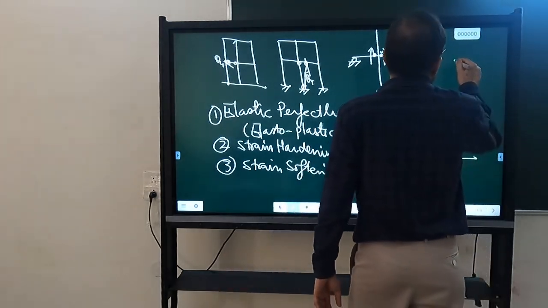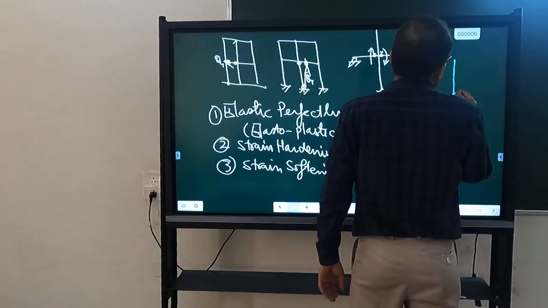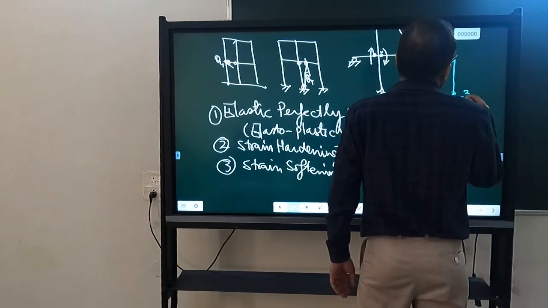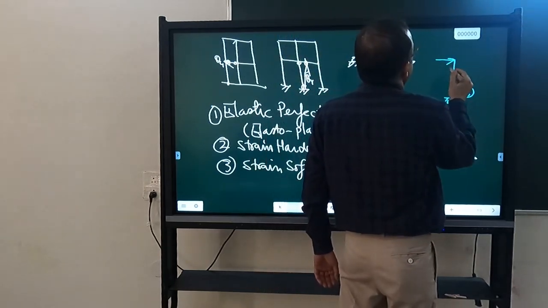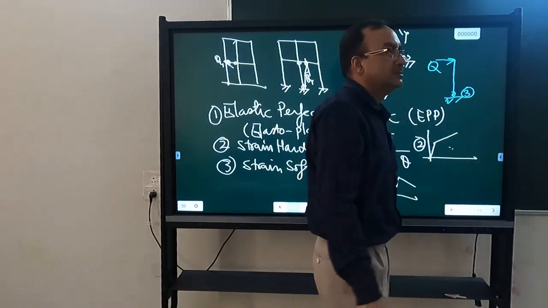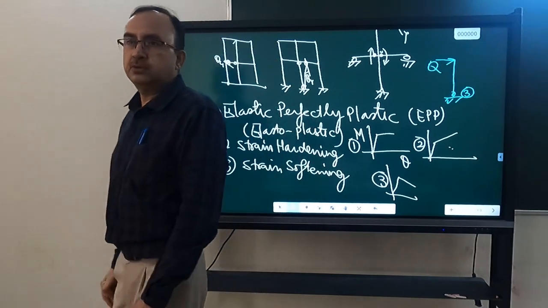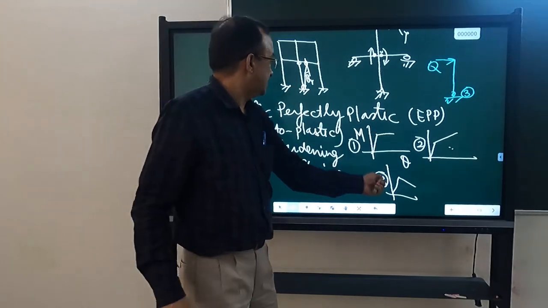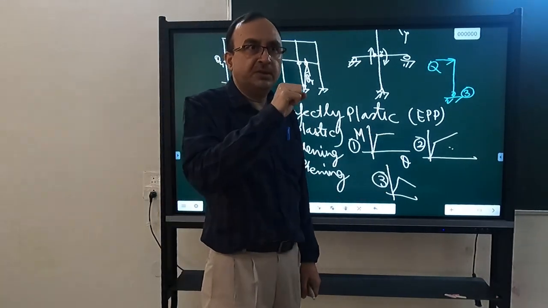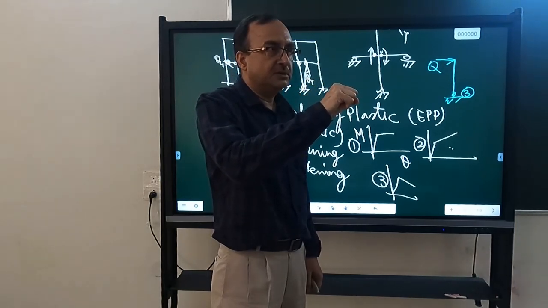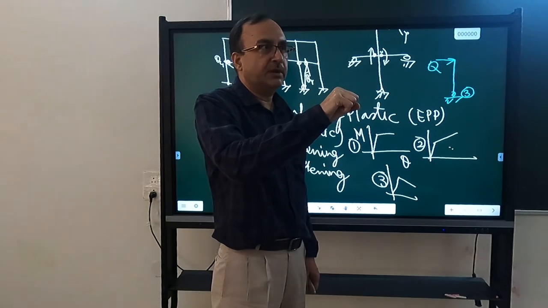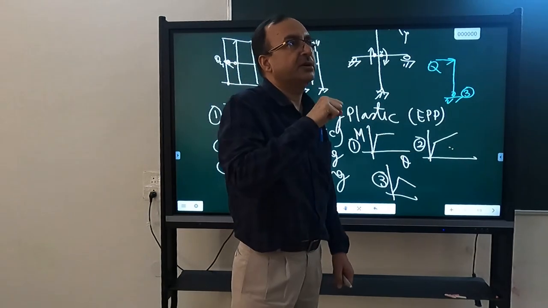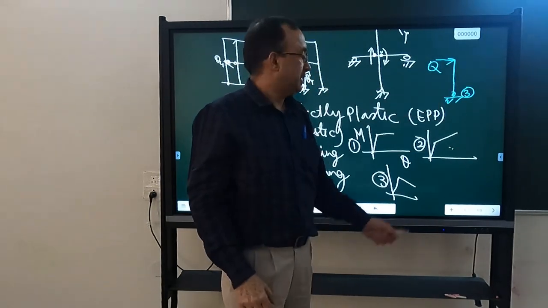You have a column. It has a plastic hinge, and this plastic hinge is of type 3. I am applying a force here. So, it will reach this. If I go on increasing the force, I reach there, and as soon as I reach there, if I keep this force constant, what will happen? It will fail. Suddenly it will reach Q. And it will fail.